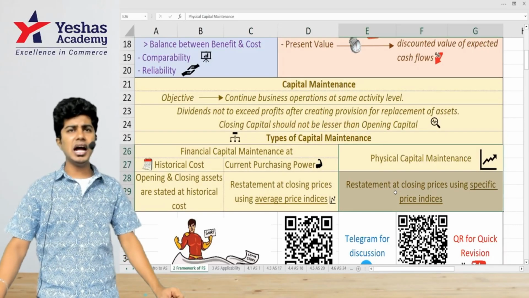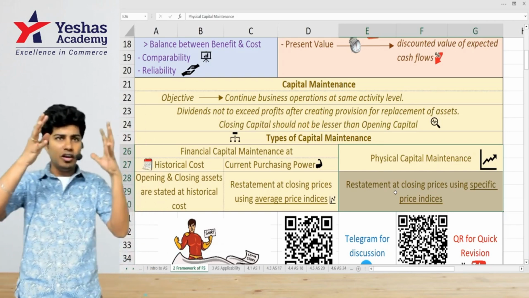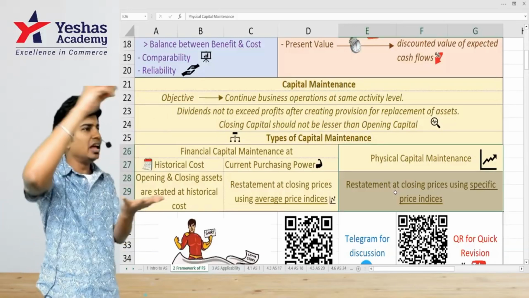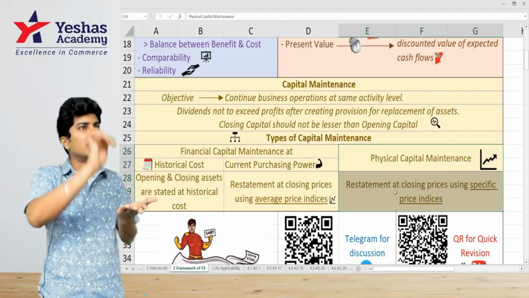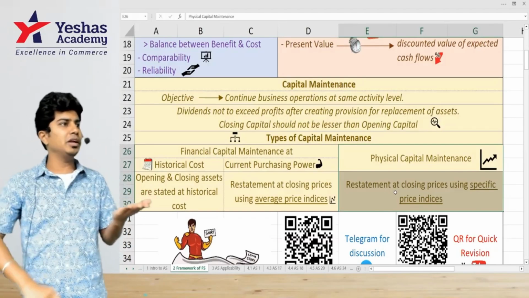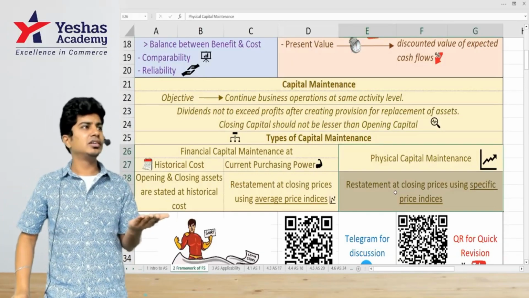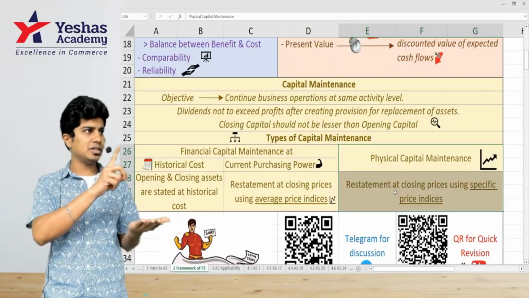Physical capital maintenance. Physical capital maintenance is at the end of the year. First year I bought inventory worth 1 lakh, sold it at 1 lakh 20. I have 1 lakh 20 cash with me. Correct? That day I will check what is the market price per kg if I have to buy. I will go to market and ask, how much is one kg? They will tell 11 rupees. Then I know 11 rupees is the per kg price.